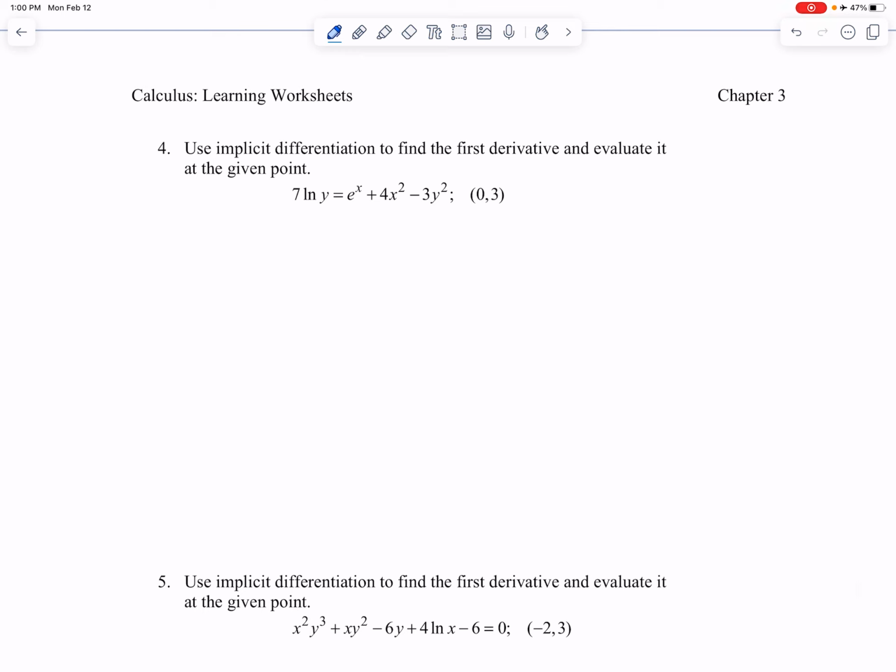Use implicit differentiation to find the first derivative and evaluate it at the given point. 7 natural log of y equals e to the x plus 4x squared minus 3y squared at the point 0, 3. Okay, so we have our function. I'm going to bring it over here, that way we have enough room to work.